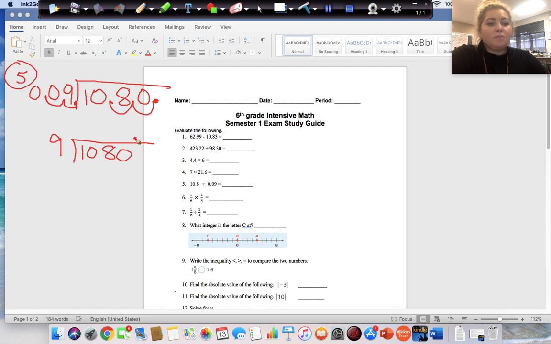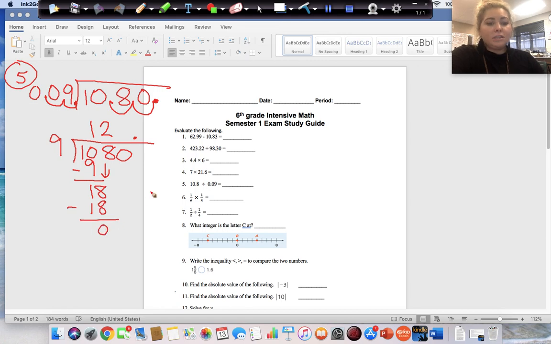And you can bring your decimal point straight up if you want to, just to make sure that you know it's there. 9 goes into 1 0 times. 9 goes into 10 once. 1 times 9 is 9. Subtract and we get 1. 10 minus 9 is 1. Bring down your 8. 9 goes into 18 2 times. 2 times 9 is 18. Subtract and we get 0.